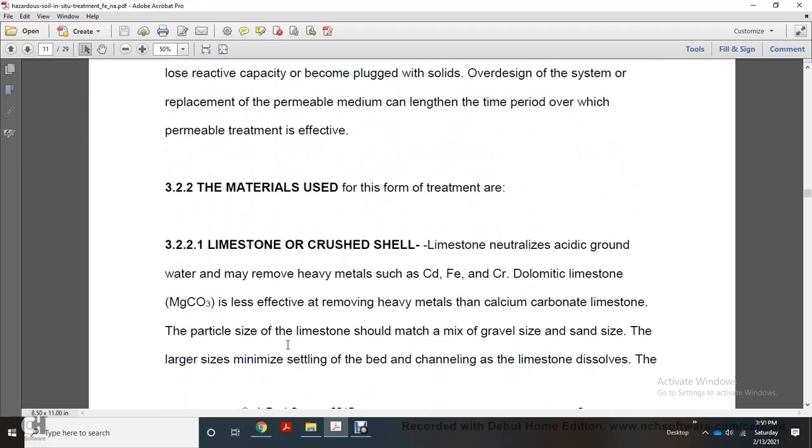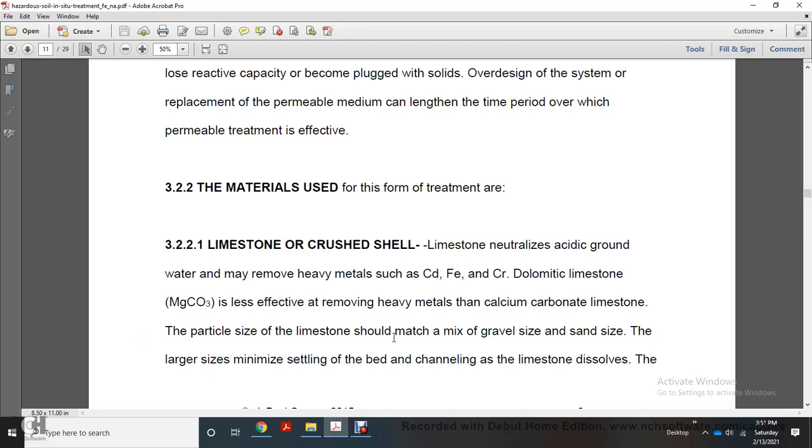The materials used for the treatment are limestone and crushed shell. Limestone neutralizes acid groundwater and may remove heavy metals such as cadmium, iron, and chromium. Dolomitic limestone is less effective at removing heavy metals than calcium carbonate limestone. The particle size of the limestone should match the need.